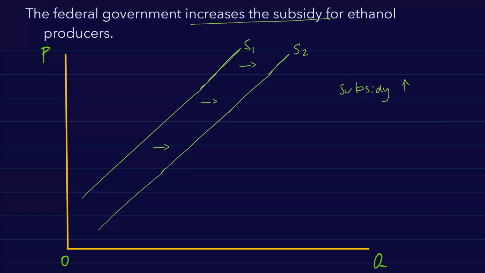Okay, so when a subsidy goes up or a tax goes down, supply goes up, or the curve shifts to the right. Okay, we'll stop there.